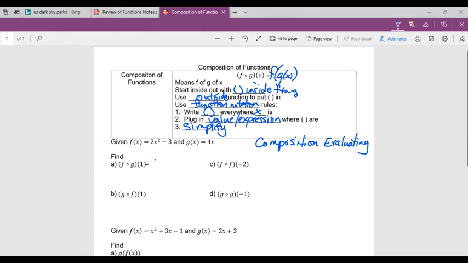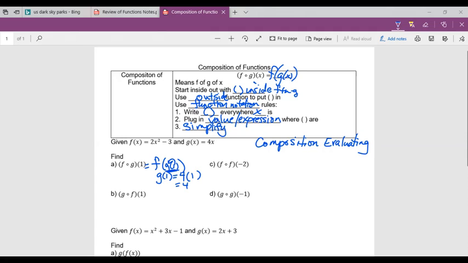This is equal to f of g of 1. So I'm going to start and plug 1 into g first. So I'm going to take everywhere x is in g. So g of x, and g of 1 is what I'm looking for. So I say 4 times parentheses, because here's x, and I'm going to plug in this 1. So g of 1 is 4. So now this middle part right here becomes 4.